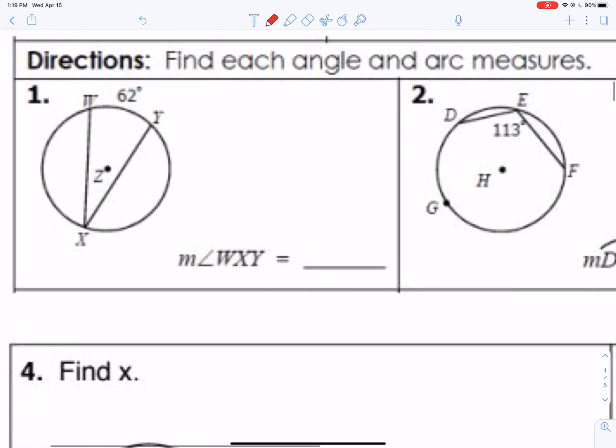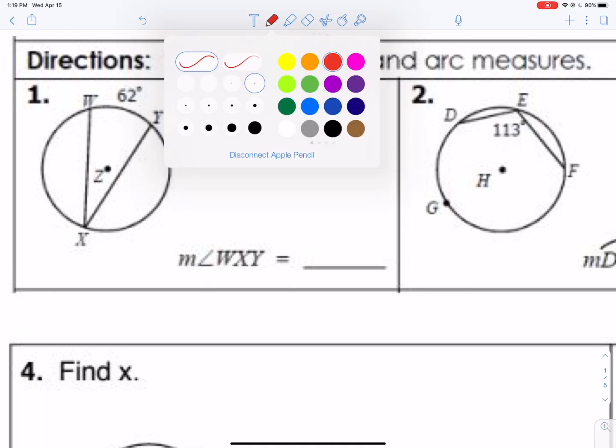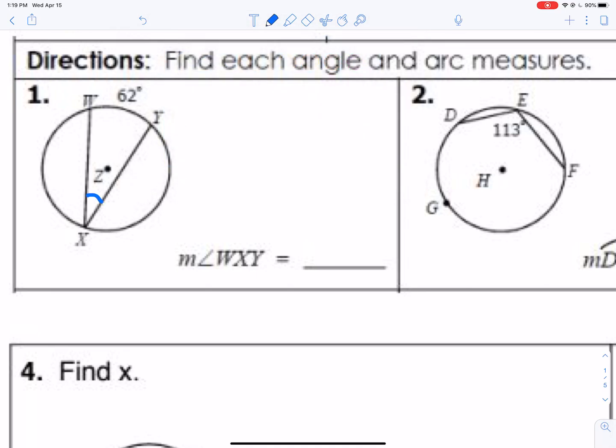So in number 1, it says, find each angle and arc measure. So we want to find the angle WXY. So angle WXY is an inscribed angle in this circle. That means it would equal half of the arc that it intercepts. So it would be half of 62 degrees, which is just 31 degrees.